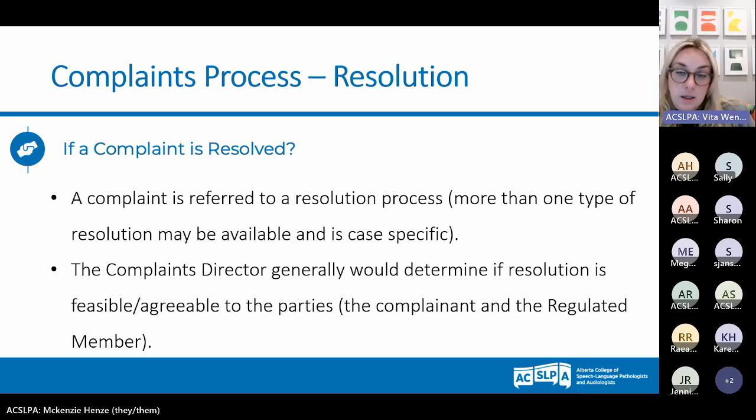I do need to say that there is a caveat for this, where sexual abuse and sexual misconduct are a little bit different in terms of potential resolution, but for the purpose of this presentation, we'll put that aside for now. Speaking generally, resolution is available depending on if there is consent and the type of resolution. Next slide, please.